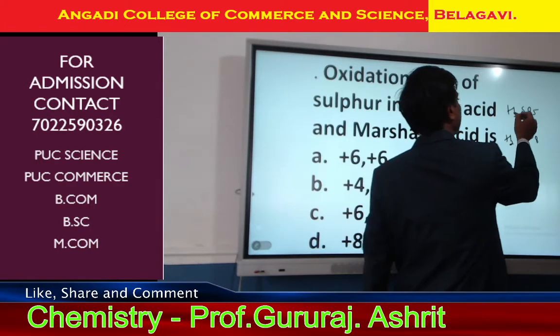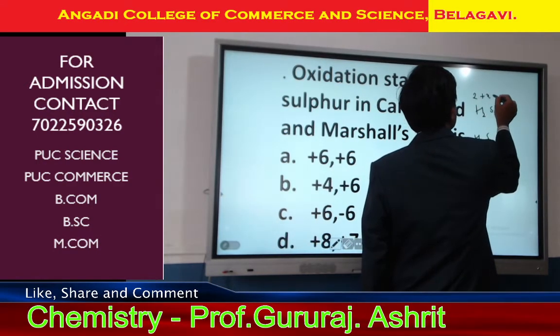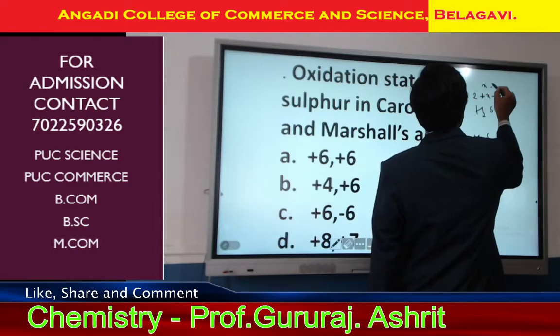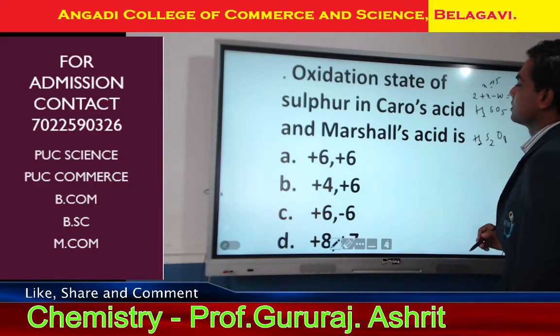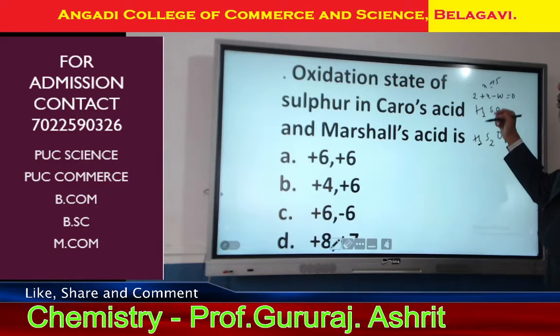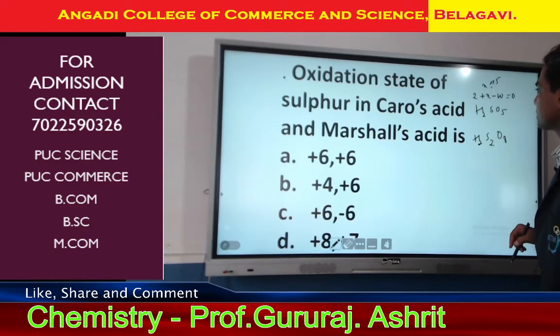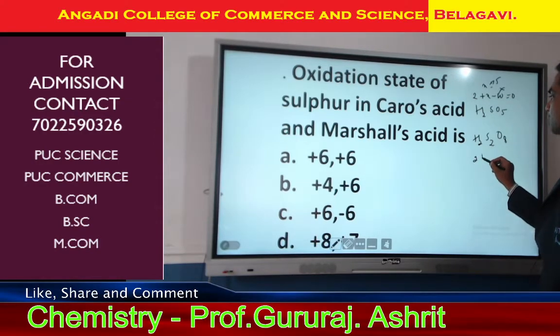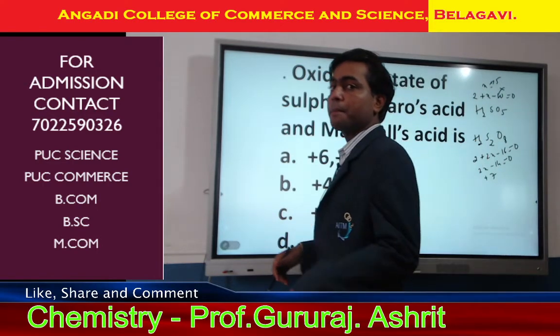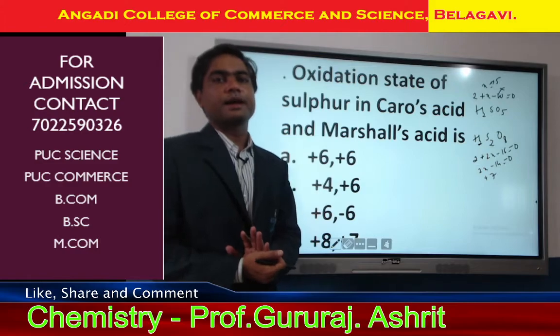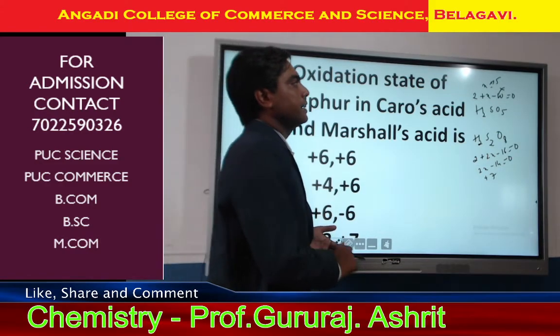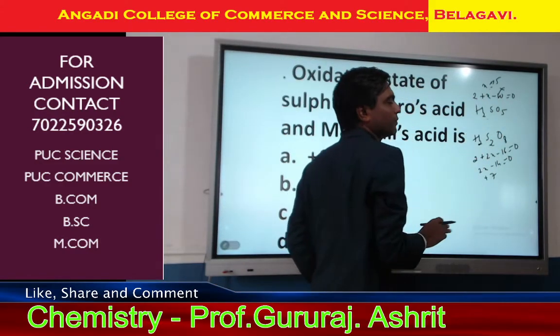Directly I will find: 2 plus x minus 10 is equal to 0, x is equal to plus 5. Is the plus 5 option there? No, because it is a peroxomonosulfuric acid, so this process is wrong. For H2S2O8: 2 plus 2x minus 16 is equal to 0, 2x minus 14 is equal to 0, plus 7. The plus 7 option is also not there because it is a peroxodisulfuric acid. Whenever they contain a peroxide linkage, the oxygen charge will be different.